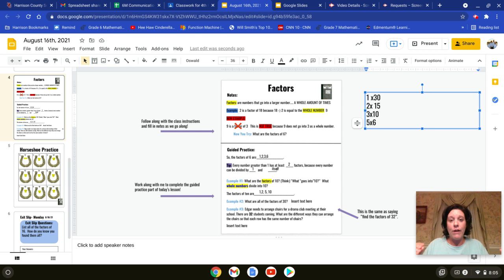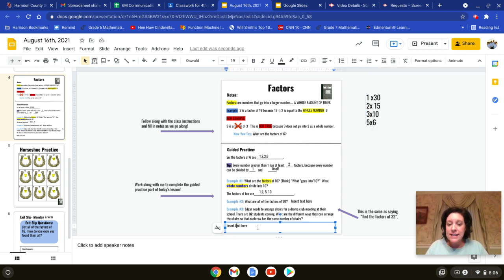I call these guardrails. So think about your guardrails. Your guardrails start out really, really wide, 1 and 30. Then it scooches in, 2 and 15. Then it scooches in again, 3 and 10. Notice I have a not very big gap. Then 5 and 6 run into themselves, so I know I found them all.